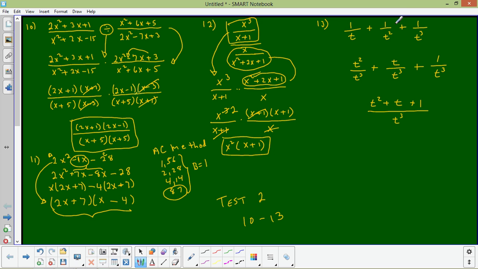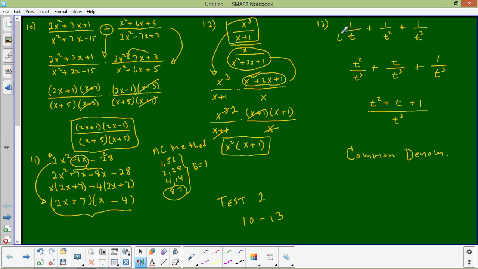Finally, question number 13, adding three rational expressions. And again, in order to add, the concept is common denominator, right? Multiplying or dividing, no need for a common denominator, but when adding or subtracting, you need a common denominator. As you compare the denominators, it's fairly easy to tell what we'll use for a common denominator. We're going to use t cubed.